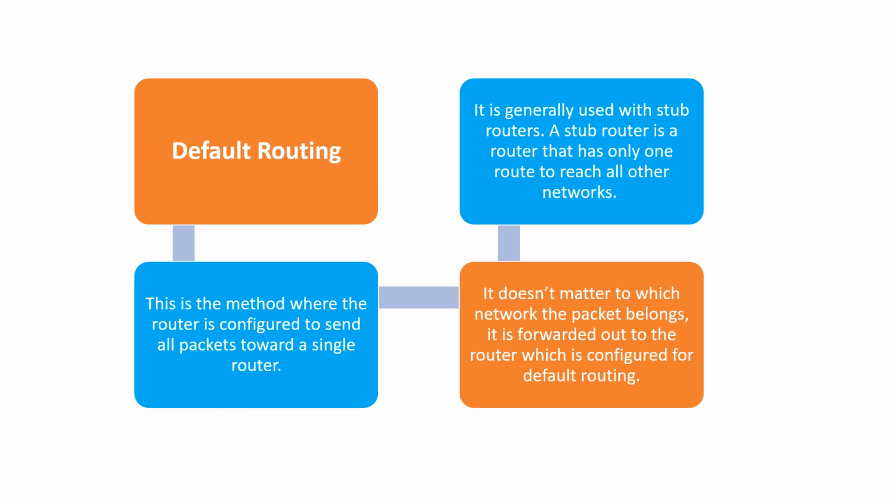So what default routing does is send the packets out to the router which is configured for default routing. That is, it has only one default route to reach all other networks. Such a type of routing, which routes the packets out to the default router, that is the stub router, is known as default routing.